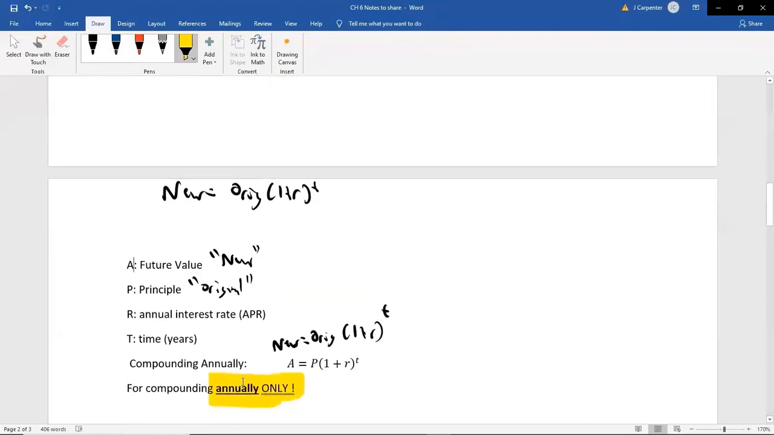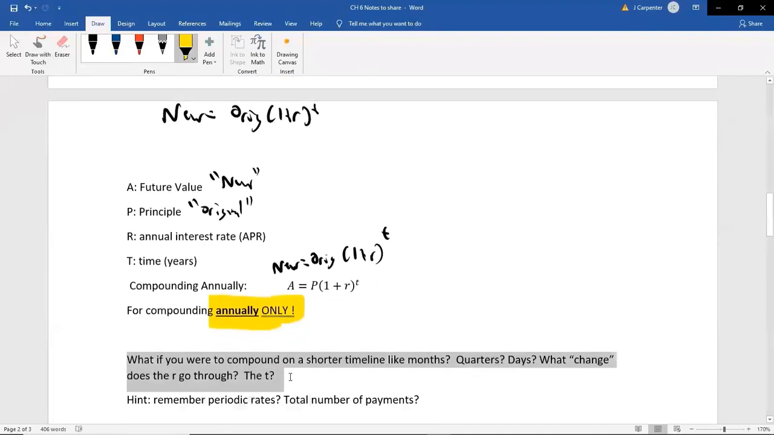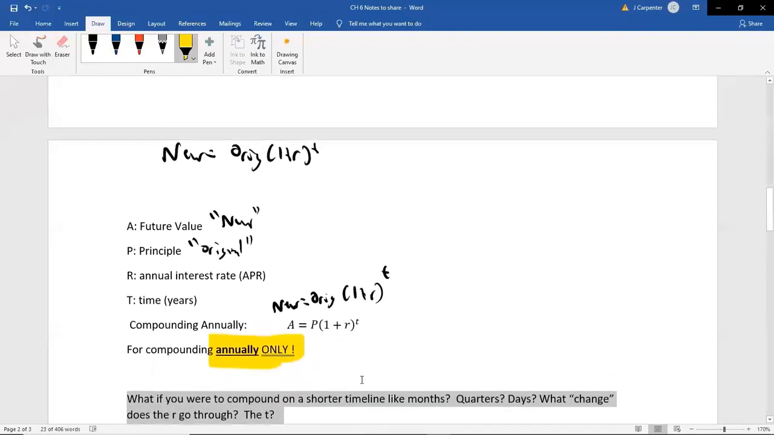All right, so that's for compounding annually only. I'm going to give you a hint as to what we'll be talking about next time. What if we were to compound on a shorter interval, like months or quarters or days? What change happens to this formula? Because two of these things are going to change. Maybe it's the P, maybe it's the R, maybe it's the T. Two of those three things will change. We'll go through that process next time.